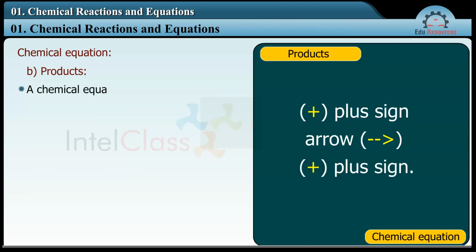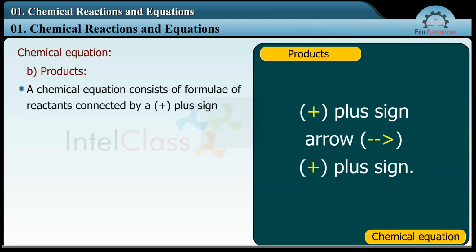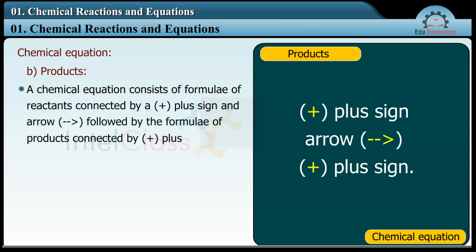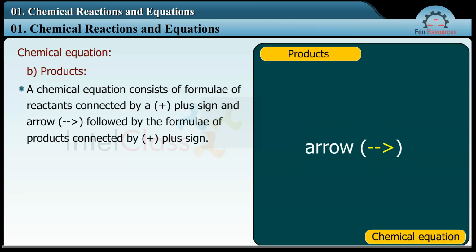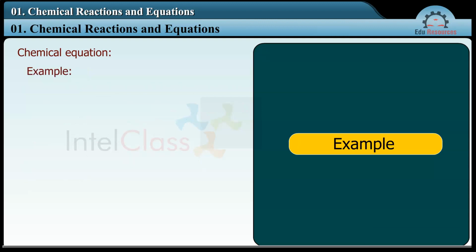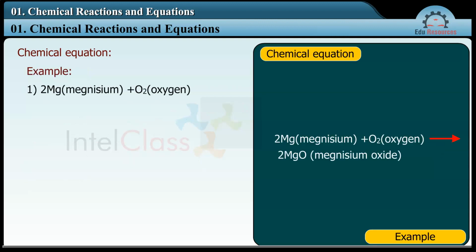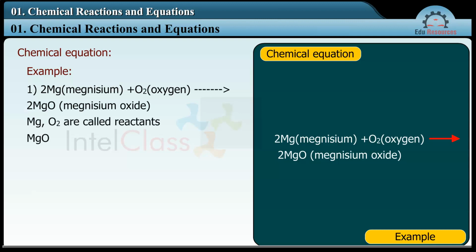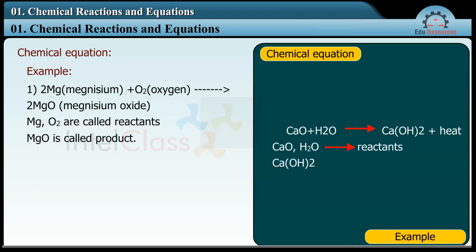2. A chemical equation consists of formulae of reactants connected by a plus sign, an arrow, followed by the formulae of products connected by a plus sign. 3. The sign of arrow is read as to yield or gives rise to. Examples: 2Mg plus O2 gives rise to 2MgO magnesium oxide. Here, Mg and O2 are called reactants. MgO is called a product.